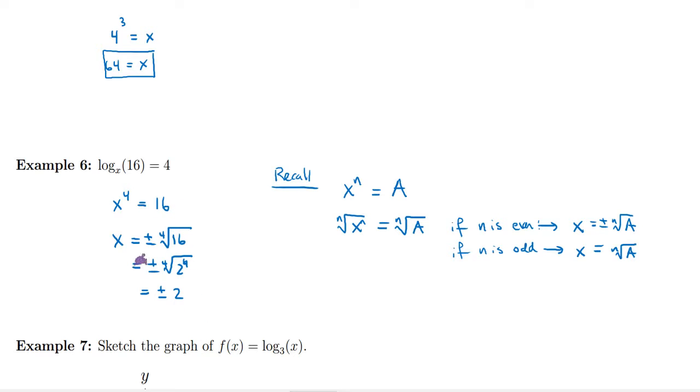Okay, so that's how you would solve it algebraically, but we don't actually allow a base of, we reject negative bases. Okay, we don't allow that, so x has to be 2. Okay, which is valid, right? 2 to the 4th is 16.